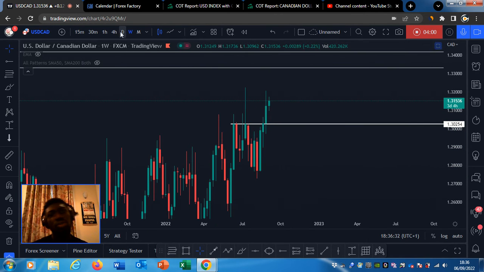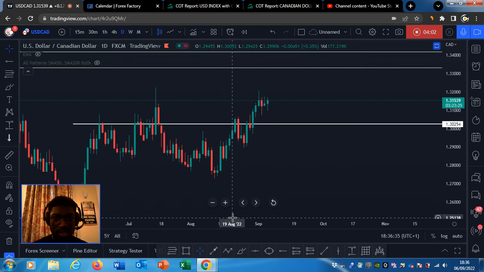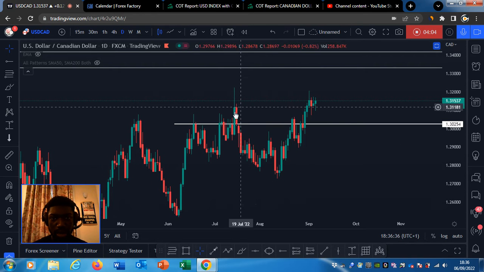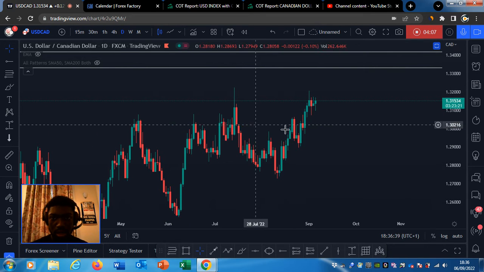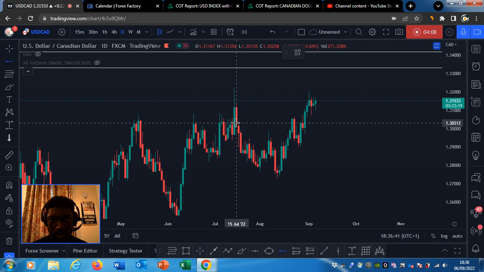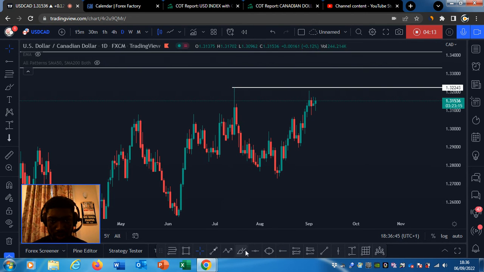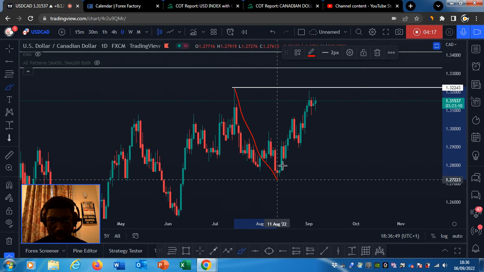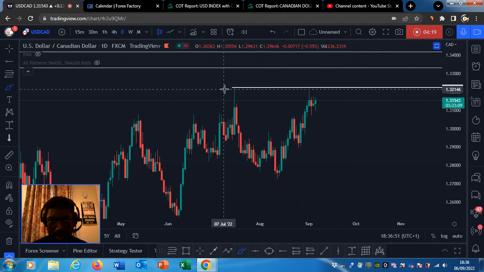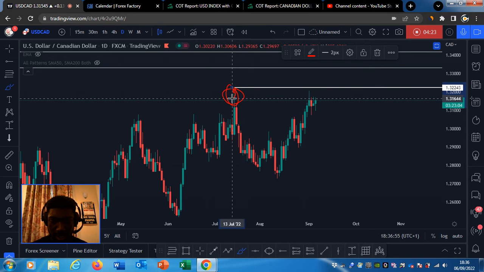Now onto the daily time frame, we can see that price is in a very interesting position, because as we can see, this is the high to the low part of this cycle here. You see that there's a lot of wicks that need to be filled in terms of price action.